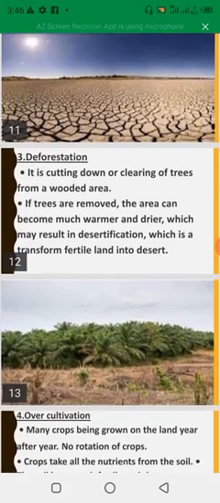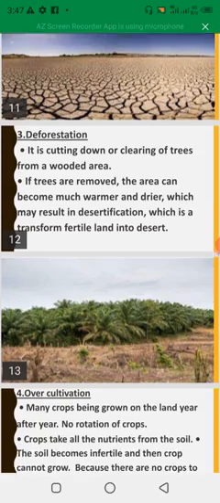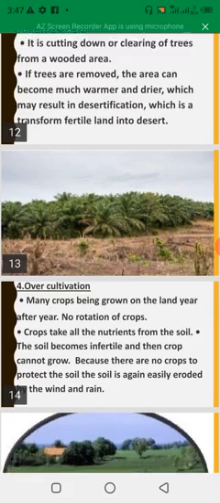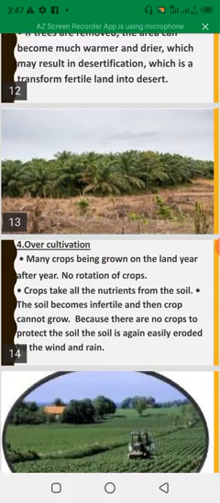Number 3 is deforestation. Deforestation is the cutting down of trees, and when those trees are cut down and other ones are not planted, the land will be exposed to erosion and dryness. Therefore, the plants there will die. Can you see the picture? The area that has been cut has become dry.